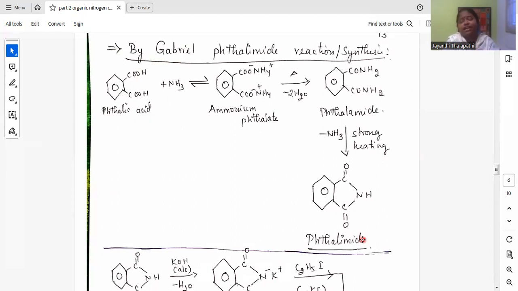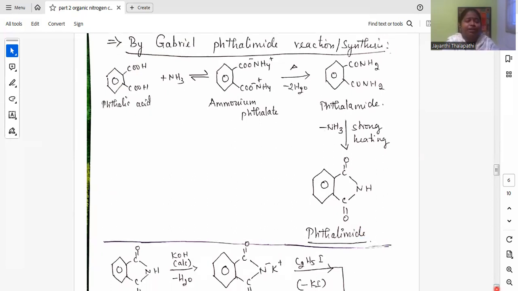How you get phthalimide, you should know. To get phthalimide, we need phthalic acid, which is a benzene ring with 2 COOH groups. When phthalic acid reacts with 2 moles of ammonia, the ammonia binds with hydrogen, which forms ammonium phthalate. By heating this ammonium phthalate, 2 hydrogens leave as water molecules, 2 moles of water, which leads to phthalamic intermediate.